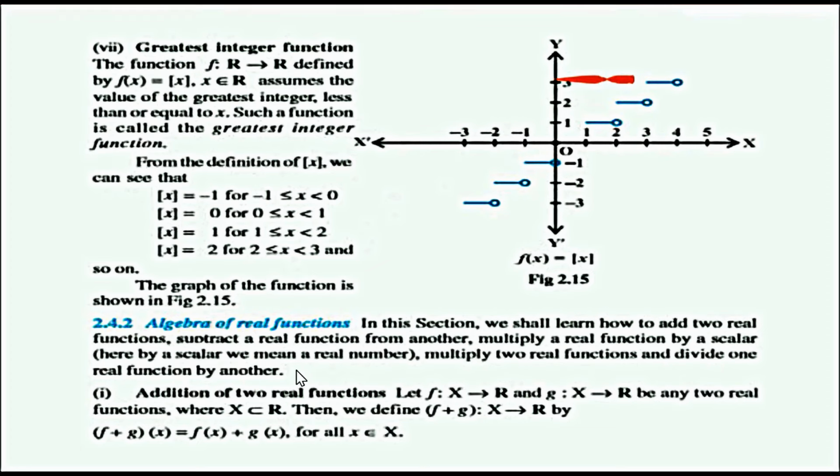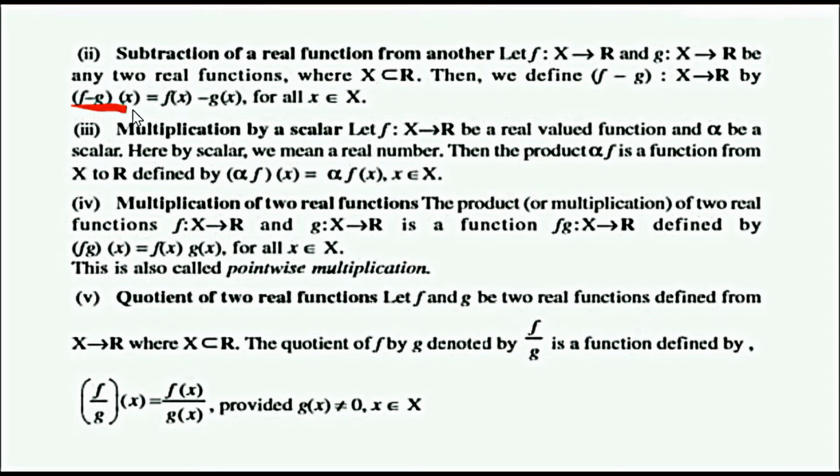Now let us see the algebra of real functions. What will be the algebra? You can add two functions, subtract two functions, multiply two functions, and multiply any function with a scalar. This is the addition of functions. f is a function, g is a function. (f + g)(x) is nothing but f(x) + g(x). The subtraction of two functions, (f - g)(x), is nothing but f(x) - g(x). Multiplication by a scalar: if you want to multiply alpha with f(x), that will be alpha times f(x). Alpha is the scalar value, and f(x) is the function. If you want to multiply two real valued functions, (fg)(x) will be represented by f(x) times g(x).